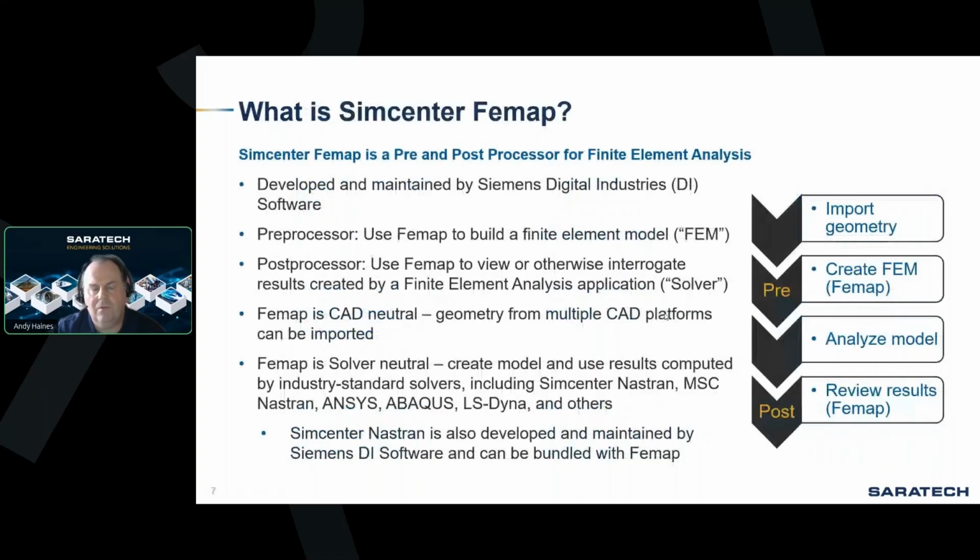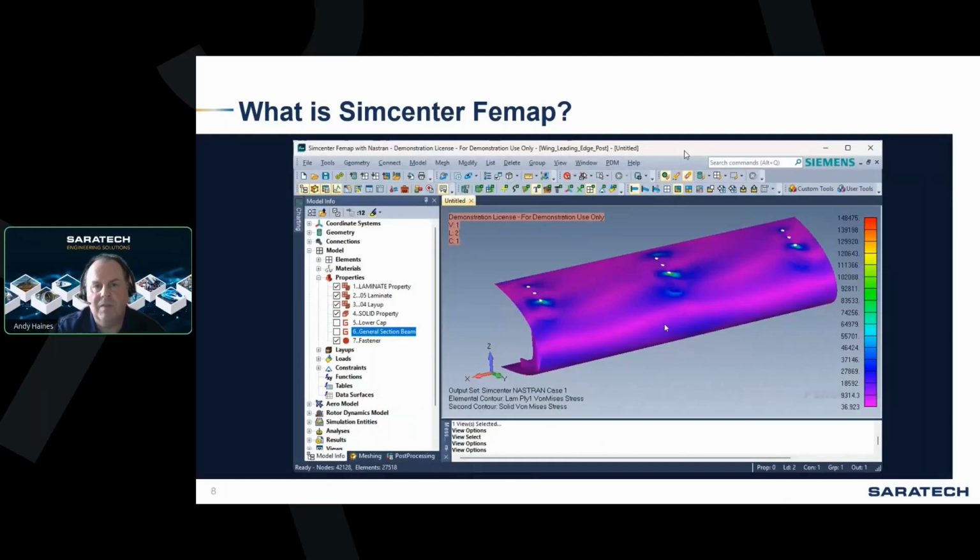So just for anybody who might not be familiar with Femap, it's a pre and post processor for finite element analysis. It's developed and maintained by Siemens Digital Industries. The pre-processing is building the finite element model. The post-processing is basically being able to interrogate your results after you've used a solver. Femap's CAD neutral. It's also solver neutral, but deals with a lot of the industry standards such as Simcenter Nastran, MSC Nastran, ANSYS, Abaqus, and LS-DYNA. And just so everybody knows, Simcenter Nastran is another Siemens DI product.